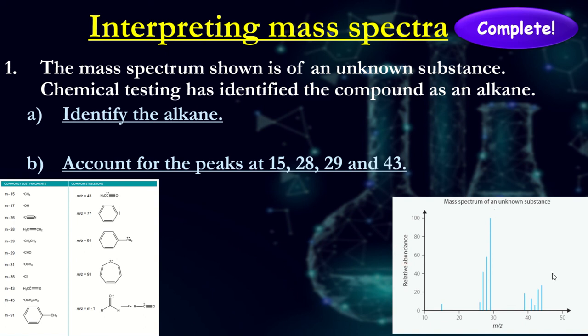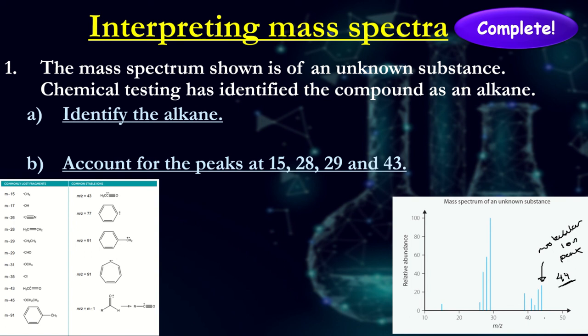Okay, so let's just go through this question. If I want to identify the alkane, I'll need to look at the molecular ion peak. So this is my peak here, that's my molecular ion peak, and that's roughly about 44. So the molecular mass of this compound is 44.